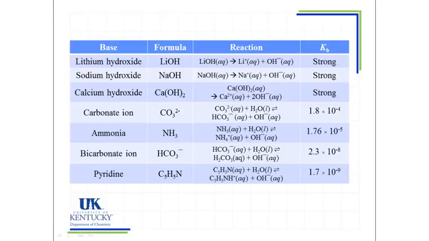When I look at my weak bases, there are kind of two classes of weak bases that I see: ions, such as carbonate and bicarbonate ions, and amine-based compounds, such as ammonia, NH3, or pyridine. When I look at the Kb values of those weak bases, I see that the Kb values differ. The higher the Kb value is, the stronger the base. So of the four listed in this table, carbonate will be my strongest base because it has the highest Kb value. Pyridine has the lowest Kb value and therefore will be the weakest base of these four.